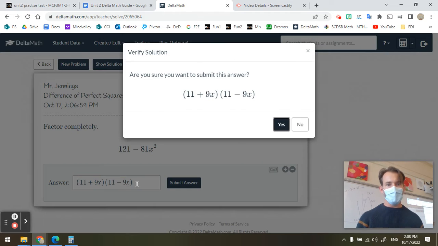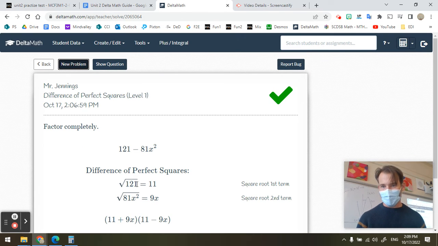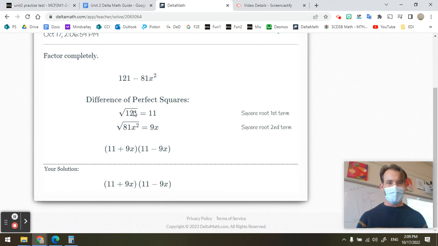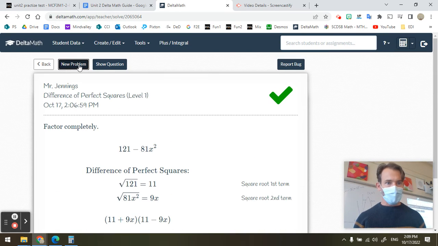We're going to throw this into Delta Math. It's going to tell us we're right. And then we're happy. So they also do this trick of finding the square root of those things and throwing them into the brackets according to the pattern. Okay, that's their method of solution. Let's keep going. Let's do more.